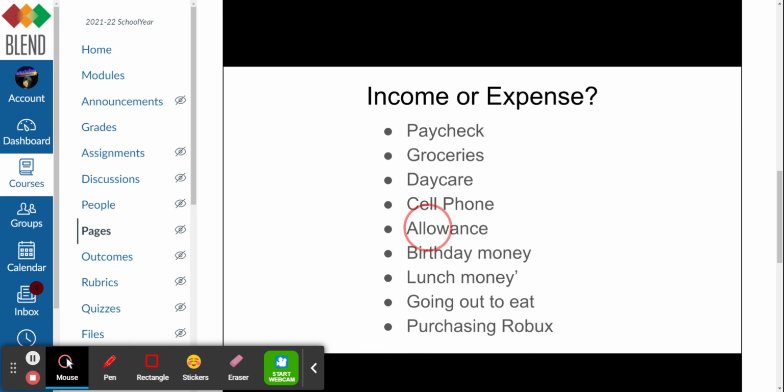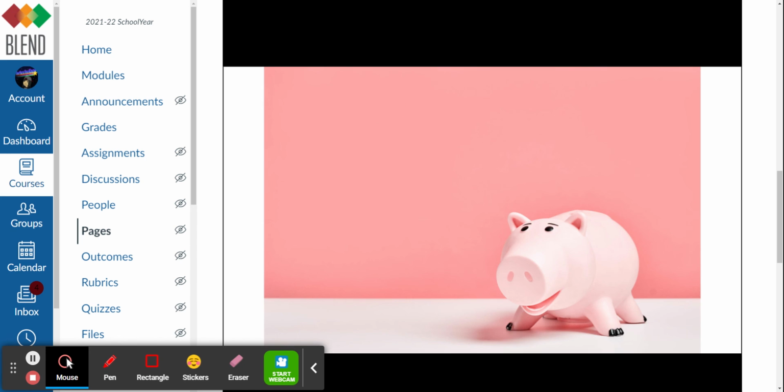All right, so two of these, allowance and paycheck, were income. The rest of them were expenses. Sorry, birthday money is also income. So paycheck, allowance, birthday money, all income.